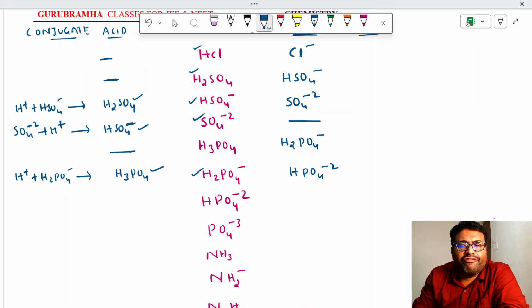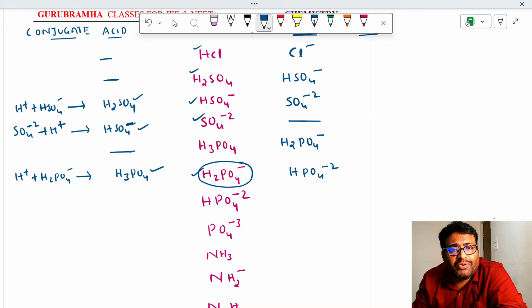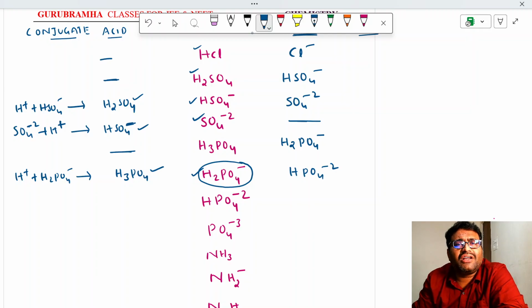So if a compound can lose a proton and can also accept a proton, then it can act as both acid as well as base. Because it is able to donate a proton, it is an acid. It is able to accept a proton, so it is a base. So it can act as both acid as well as base.